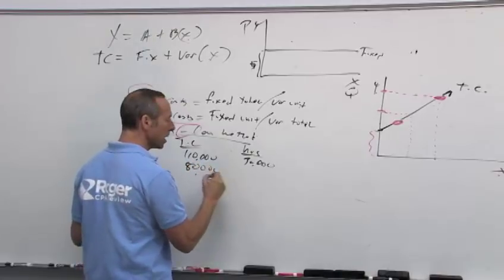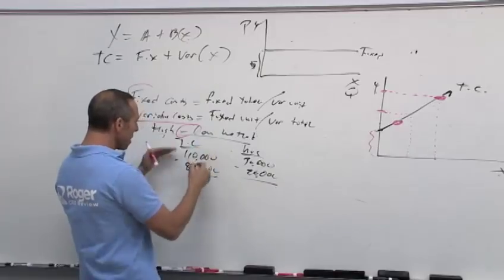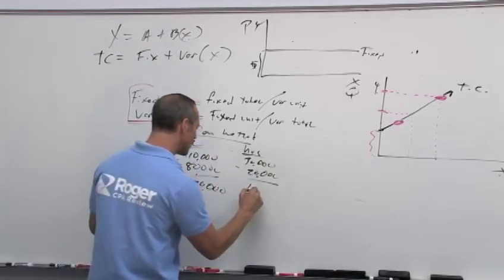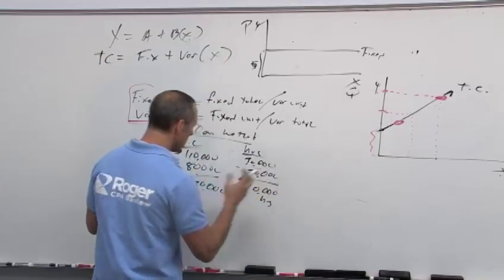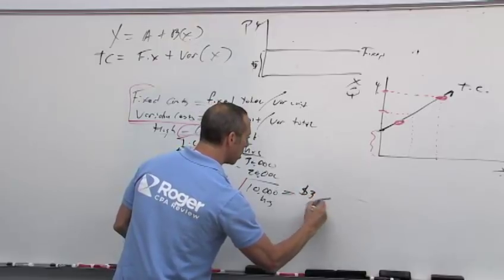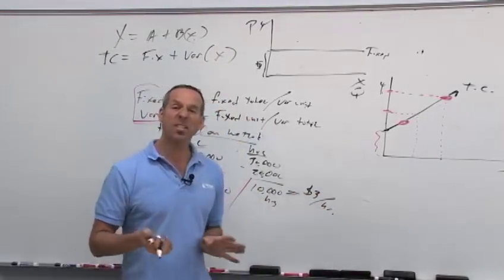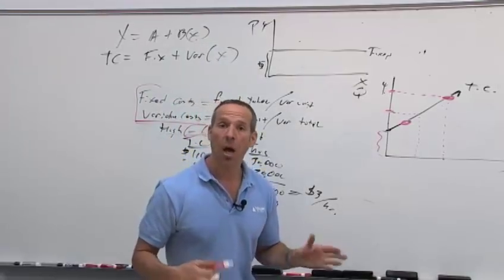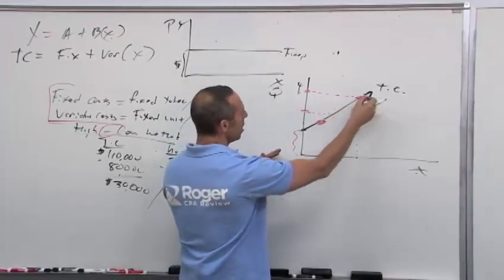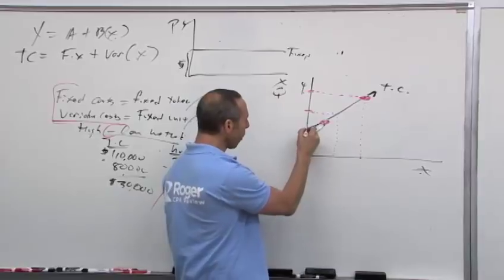80,000 total cost, and 20,000 hours. So if you take the high minus low, that gives us $30,000 and 10,000 hours. Now, if you divide the high and the low, that gives us $3 per base. What's our base? Hour. $3 an hour. That is an estimate of your variable cost. Because what happens is, back on this picture, at the high minus low, your fixed costs disappear, you're left with variable costs.